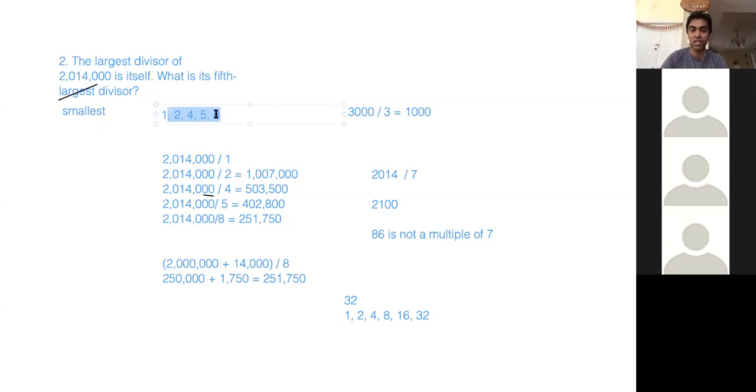Let's find the fifth smallest one. So don't worry about what 2,014,000 divided by each of these is. We don't actually care what those are. So we know 1, 2, 4, 5, 8 are the 5 smallest divisors. Thus the fifth largest must be 2,014,000 divided by 8.